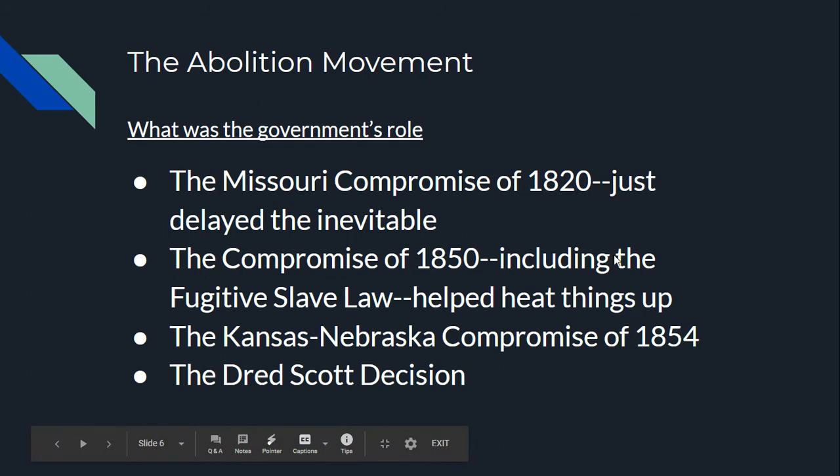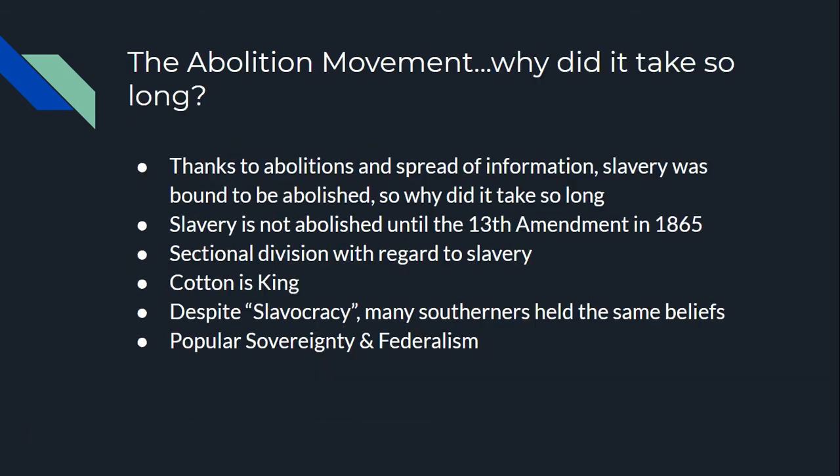So this is what we're going to talk about today, is how through the Compromise of 1850, the government once again basically kicks the can down the road. But not only do they kick the can down the road, they actually heat things up. In upcoming classes, we'll talk more about the Kansas-Nebraska Act, or Kansas-Nebraska Compromise of 1854, and the Dred Scott decision. And those two examples are going to show you even more so how the government has a role in, rather than addressing this and ending this conflict, rather complicating it. So let's get into the Compromise of 1850.